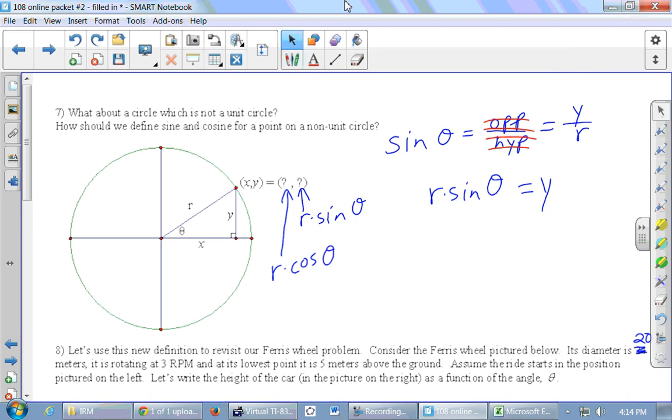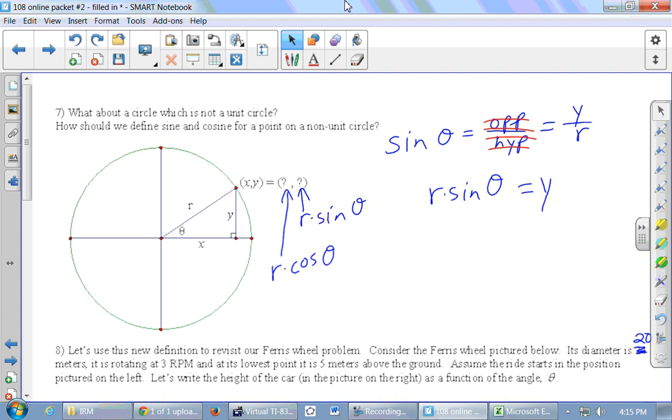So did we lie before when we said that in a unit circle it was just cosine theta comma sine theta? No, because in a unit circle the radius was 1. So if this is a 1, then you just get cosine theta. And if this is a 1, you just get sine theta. So we were just looking at a special case. In general, it's r cosine theta for the x and r sine theta for the y.